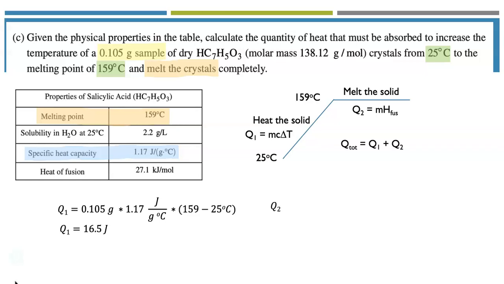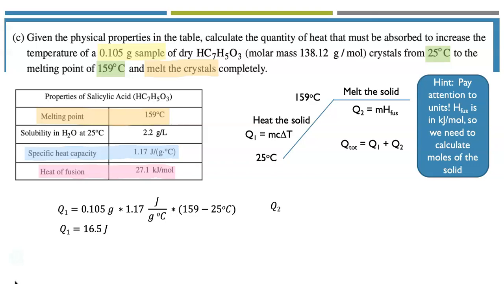And now I need to calculate the energy to melt the solid, where I use the mass times the heat of fusion. And again, we're given the heat of fusion, but I want to point out the units for that. It's in kilojoules per mole, and we knew the mass of the sample in grams. We need to make sure that we have units that match up. The easiest way, I think, to do this is to take the grams of the solid and convert it to moles. We do know the molar mass.